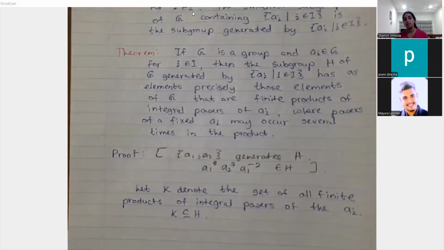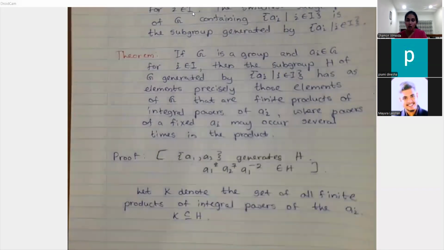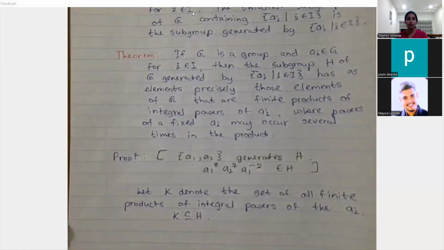Why is that? H will contain all powers of these a_i and their respective products, right? And K contains some of these products. What sort of products does it contain? Finite products of integral powers of these a_i. So it seems like K contains some of these elements in H, not all, but some. That's what it seems like, right? But we want to show at the end that K is actually equal to H. How do we do that? We will show that K is a subgroup of H. And that would be the proof.